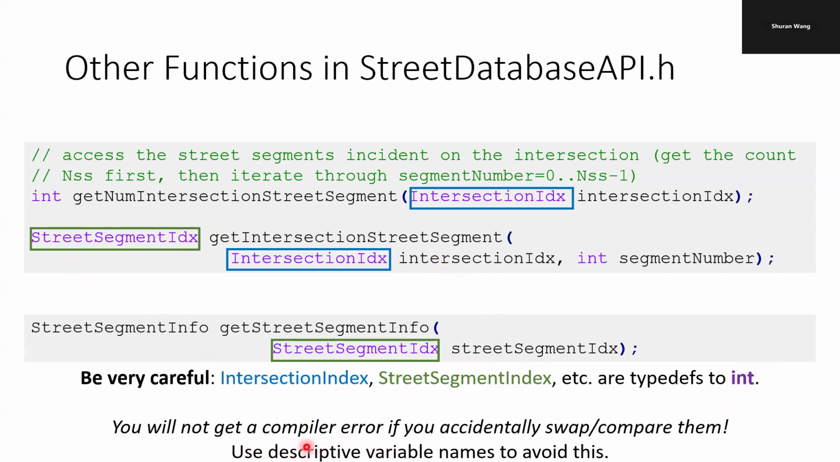So as part of your coding style guide, use descriptive variable names to avoid mixing the usage of street segment ID and intersection ID. If you're naming something that's of type street segment ID, make sure the name has something related to street segment in it, and the same for intersection ID. Make sure your name has something related to intersection in it. And you should be unifying this within your group.